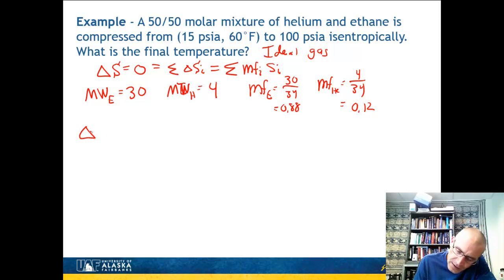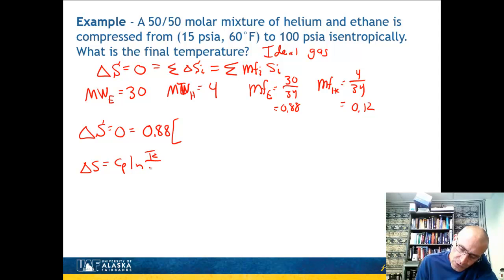So now let's go ahead and do our isentropic relation, saying that delta S, which is equal to 0, is, I'm going to take my mass fraction, so this is supposed to be ethane 0.88. And so the equation that I'm going to be using, so it's right over here, delta S is equal to Cp natural log of T2 over T1 minus R ln of P2 over P1.